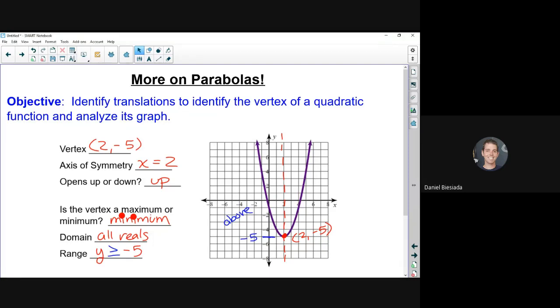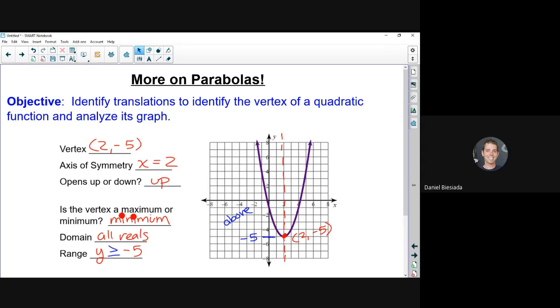Hello everyone, welcome back to a second video continuing on quadratic functions. In our last video, we didn't do too much with equations. We mainly just looked at some graphs and we focused on analyzing. We focused on finding the vertex, the axis of symmetry, if a graph opens up or down, if that vertex is a maximum or a minimum, and what the domain and range were.